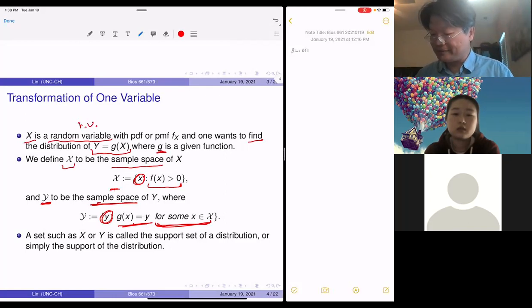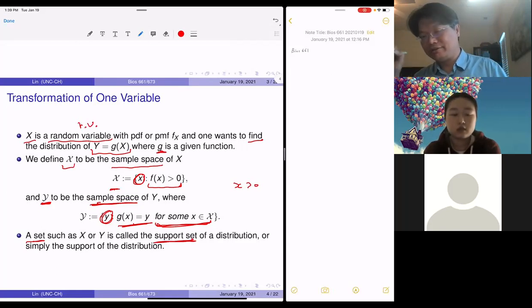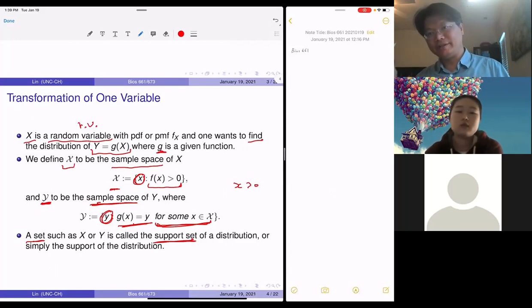Okay, this kind of set for such x and y becomes the support set. That means that if x bigger than 0 is the support set, it indicates that your x only comes from the positive domain. For example, the exponential: in 660, when you write your PDF down, normally I think Anastasia is going to say, hey, write the domain of the x sample. For example, if you write the exponential PDF, you'll write x bigger than 0.